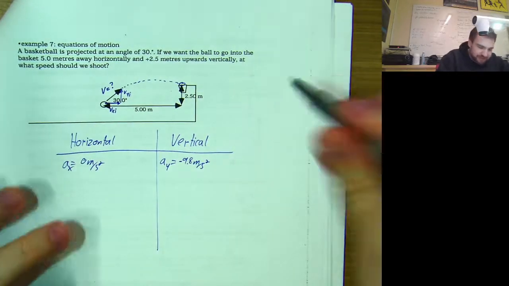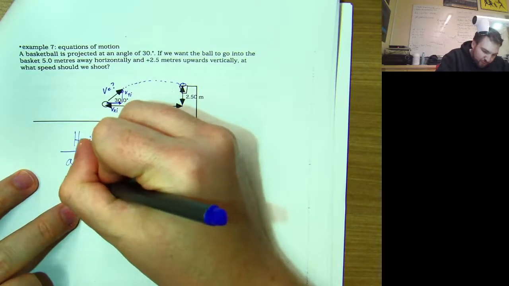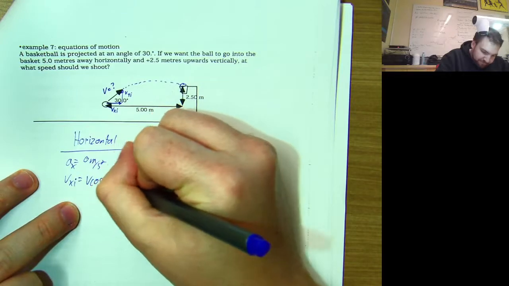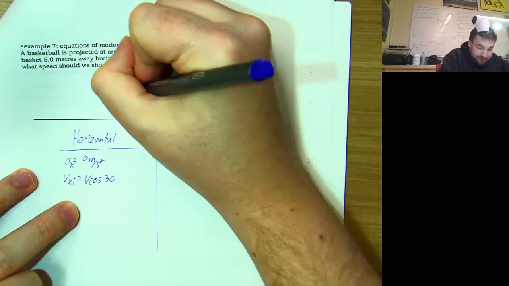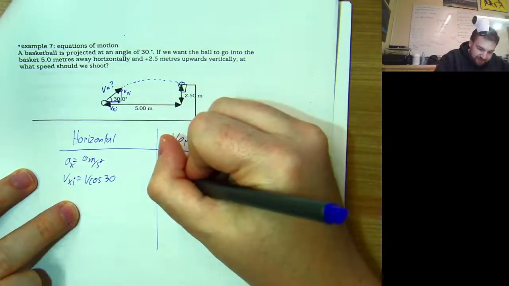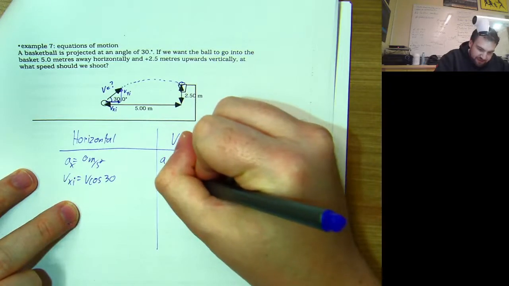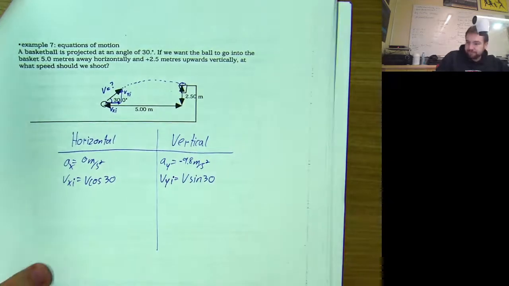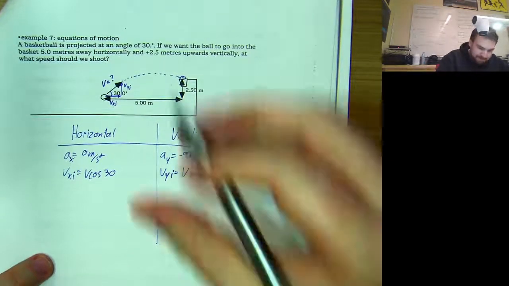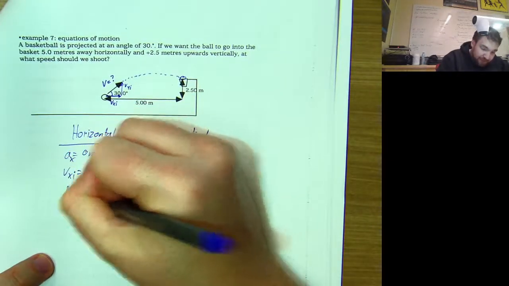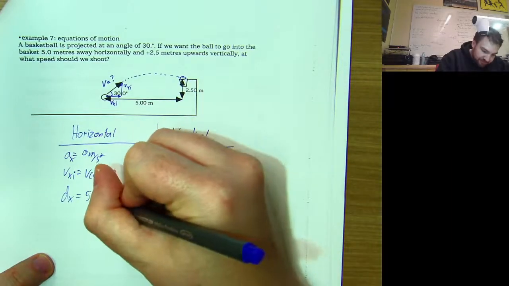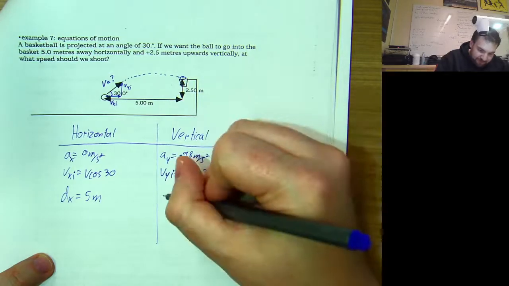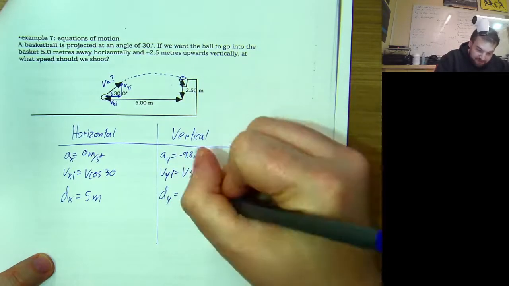And in this particular question, I've got a Vx initial, but I don't know what it is, so we're going to call it V cos 30. We do know the angle in here is 30 degrees. And Vy initial is going to be V sine 30. I do know my horizontal range is 5 meters, and my vertical displacement is positive 2.5 meters.